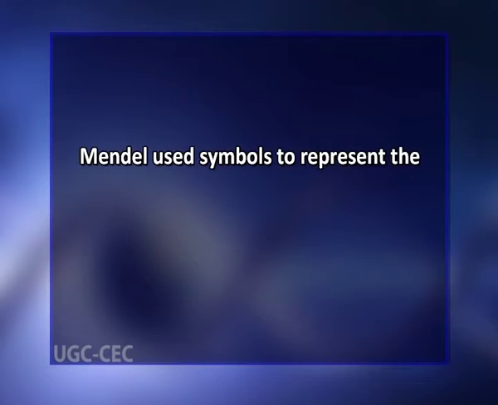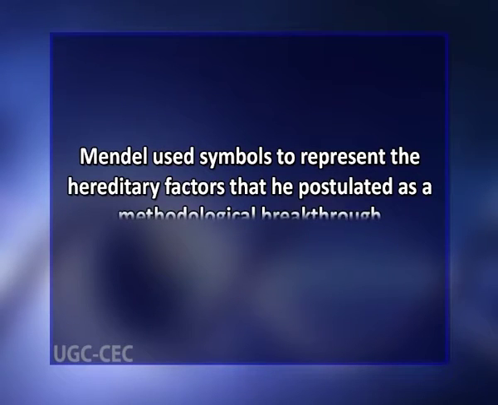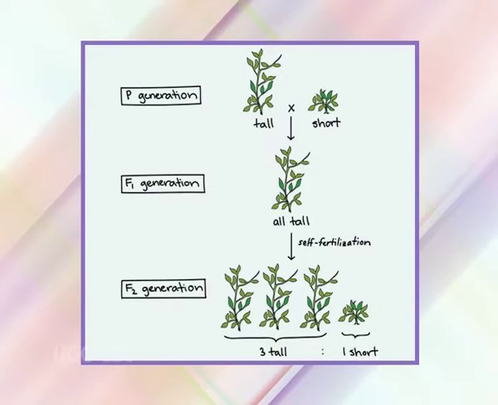Mendel used symbols to represent the heredity factors that he postulated, a methodological breakthrough. With symbols, he could describe hereditary phenomena clearly and concisely, and he could analyze the results of crosses mathematically. He could even make predictions about the outcome of future crosses. The allelic combination of each strain is said to be its genotype. By contrast, the physical appearance of each strain, the tall or dwarf characteristic, is said to be its phenotype.